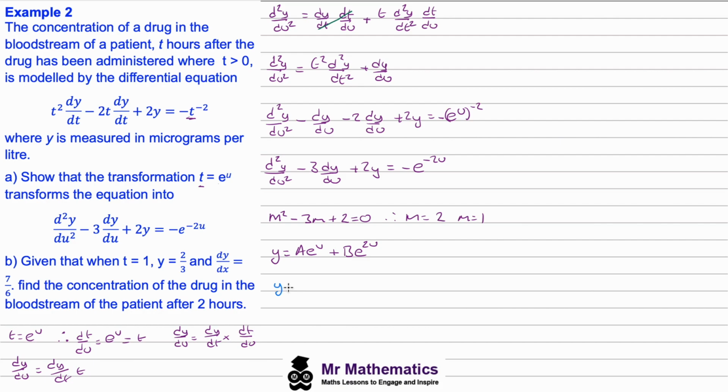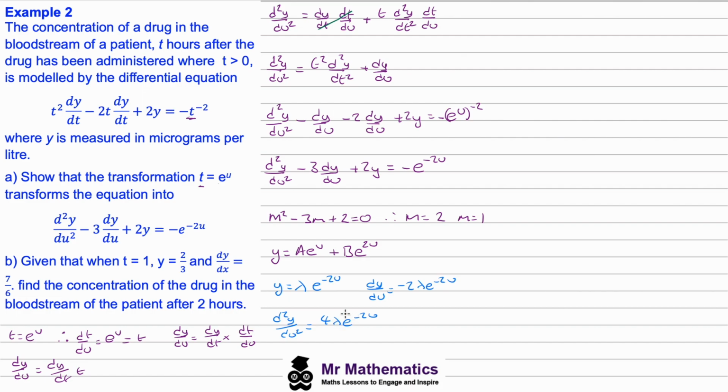So if we say that y is equal to lambda, the constant we need to find, of e to the negative 2u, so I've taken this from here, then dy by du will be negative 2 lambda e to the minus 2u. d2y over du squared will be, again using the chain rule, 4 lambda e to the minus 2u.